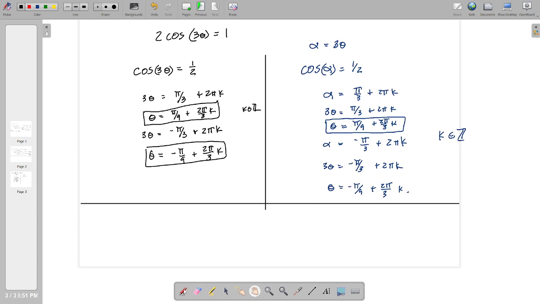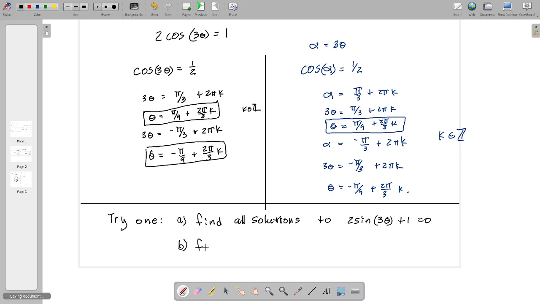I want you to try one. I'm going to do another one just like this in a second, but I want you to try one as well. Find all solutions to 2 sine 3 theta plus 1 equals 0. Find all solutions on the interval 0 to 2 pi. Now this is actually trickier than it sounds. It's not going to just be negative pi over 9 like we have here. I'll do one like this just to help you out a little bit.